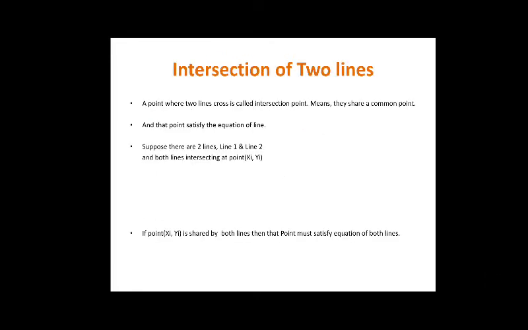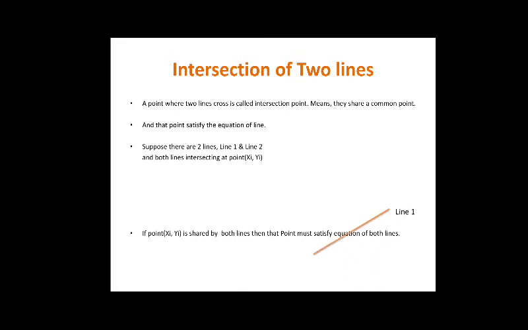Now the intersection of two lines means a point where the two lines cross each other; that is called the intersection point. All of you know what the intersection is, right? It means they are sharing the same common point, and that point satisfies the equation of the line. Obviously, whenever you say that lines are crossing each other and meeting at a single point, that point should satisfy the equation of both lines, right?